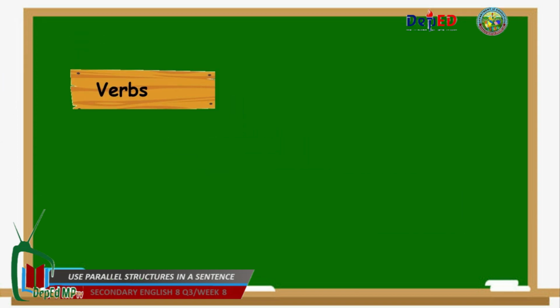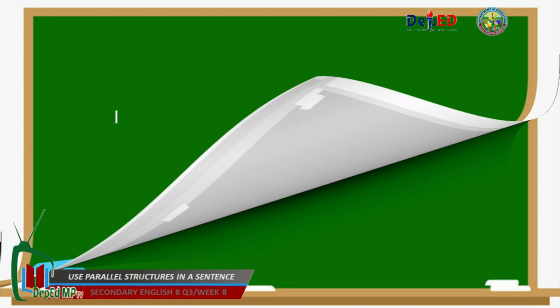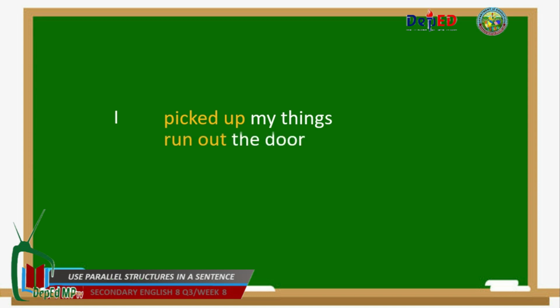How about parallel structure with verbs? Let's examine this sentence. I picked up my things, ran out the door, got on my bike, and rode off. There is a series of verb phrases in this sentence: picked up my things, ran out the door, got on my bike, and rode off.